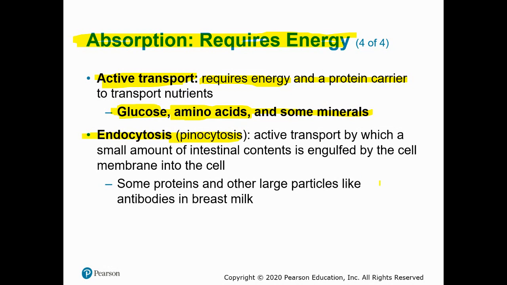This is where a cell, like the enterocyte, will engulf, like eat, kind of like Pac-Man, open up and eat the nutrient, or pinocytosis, which we refer to as drinking. But either way, it's active, it requires energy, and it's where the cells literally engulf the products and absorb them into the cell membrane. So we do endocytosis with some larger proteins and other large particles like antibodies that, again, we get from the mother's breast milk when we're infants.